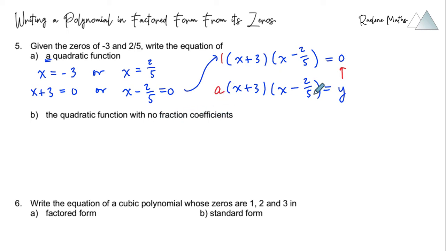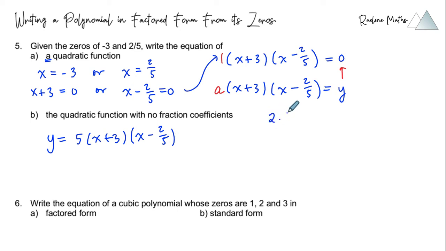In other words, we want to get rid of this 5 here. If a were equal to 5, then we could multiply that through the brackets. So we can have y equals 5 times (x plus 3) times (x minus 2/5). And in that case, we would take the 5 and multiply it through either the first factor or the second factor, but not both.